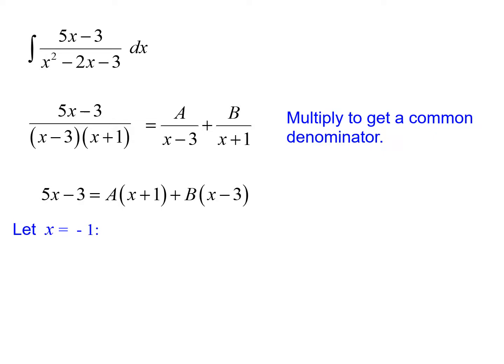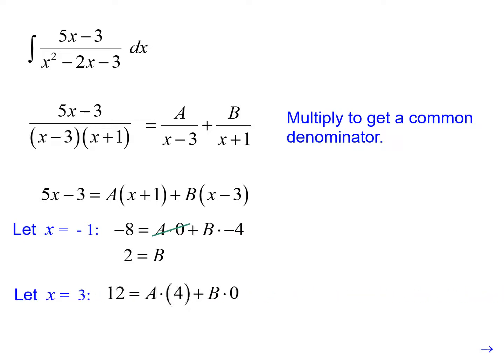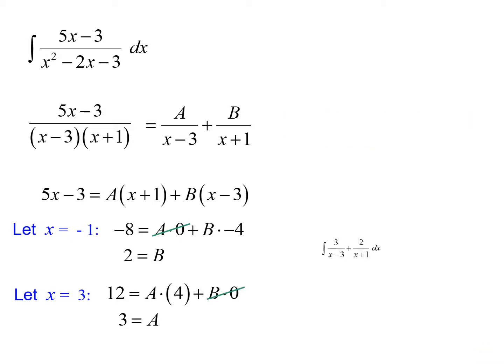And here's a method I like to use to solve these. I identify what value of x is going to make one of the factors go away. So if I want to cancel out that a, I need to use x equals negative 1, because that'll make x plus 1 equal to 0. I plug in x equals negative 1, I get negative 8 equals negative 4b, so b equals 2. And then we'll cancel out b by letting x equal 3, and we can solve for a equals 3.